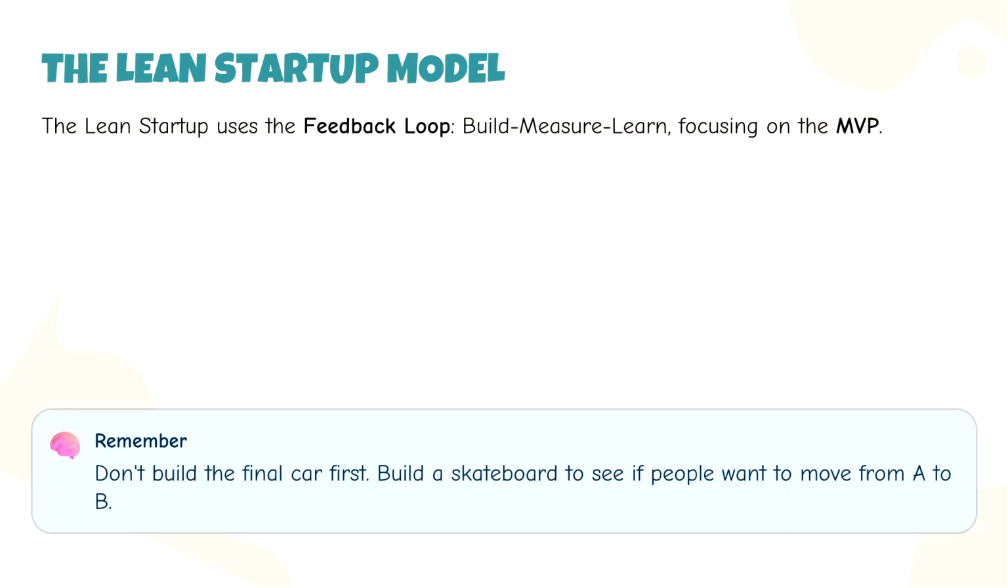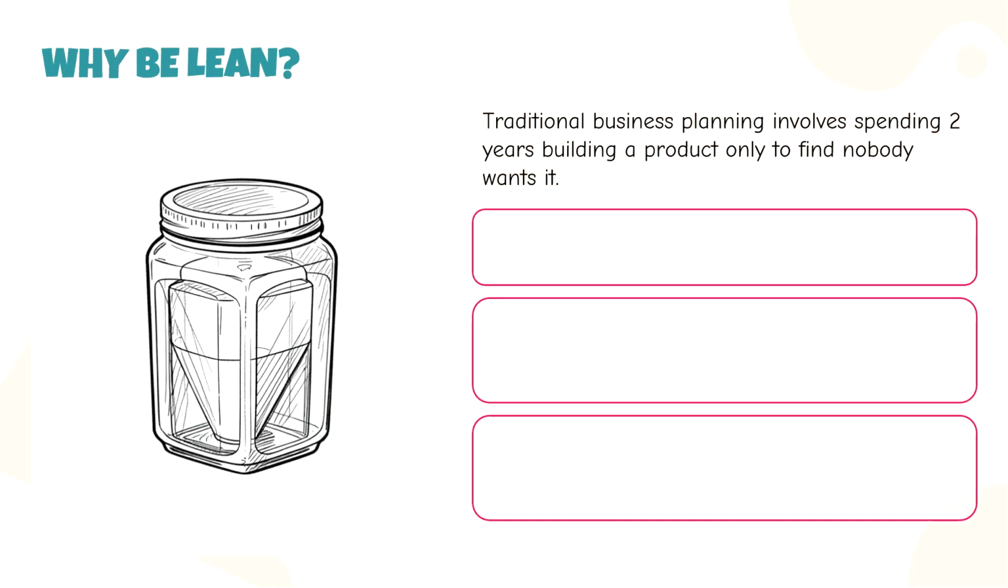Let's have a look at the lean startup model. It uses the feedback loop, which is build, measure, and learn, focusing on the MVP. Remember, we can't build the final car, we first need to build the skateboard to see if people want to move from A to B.